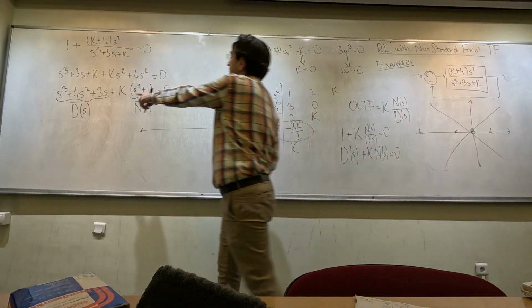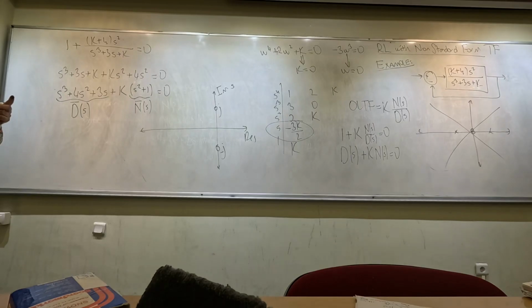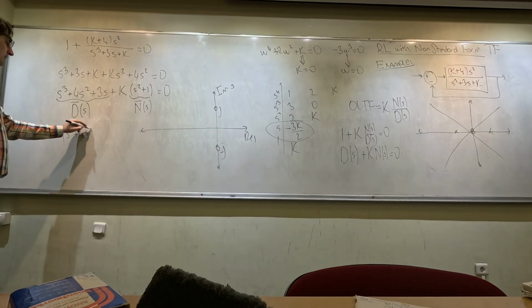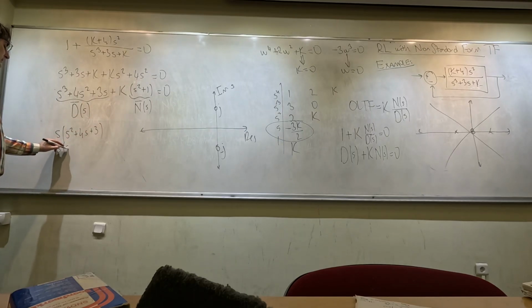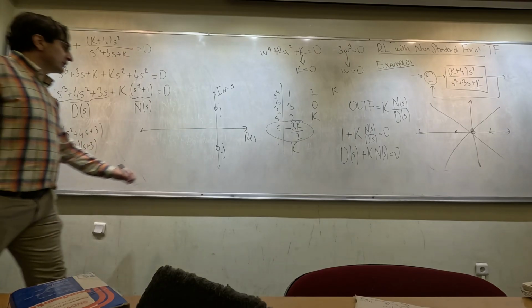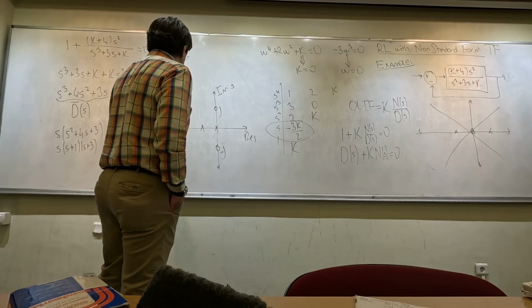And here I have d bar of s. Roots of d bar of s would serve as my open loop poles. The roots of this thing, if I take s in parentheses, it is s squared plus 4s plus 3. And I see that this is s plus 1 and s plus 3 here. I see that the roots are at minus 1 and at minus 3.